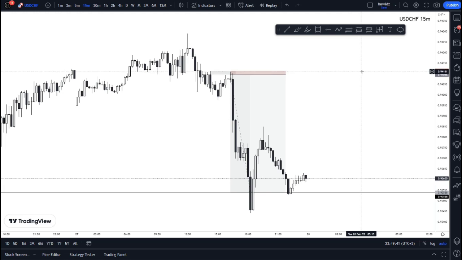In this video, guys, I'm going to be talking about this deadly scalping strategy that I just found. Now, lo and behold, let's get into the video.